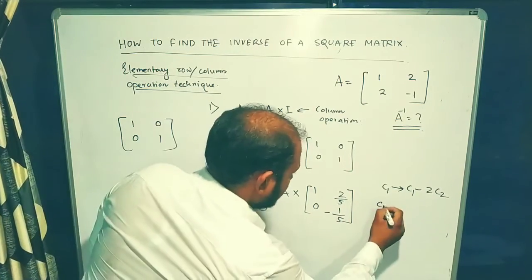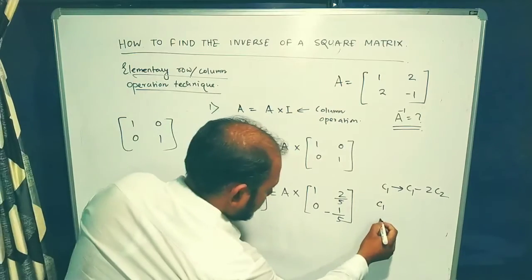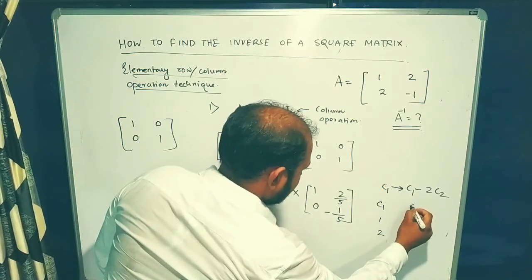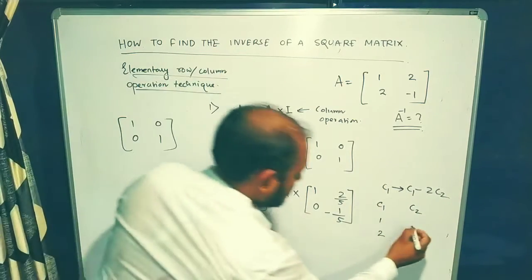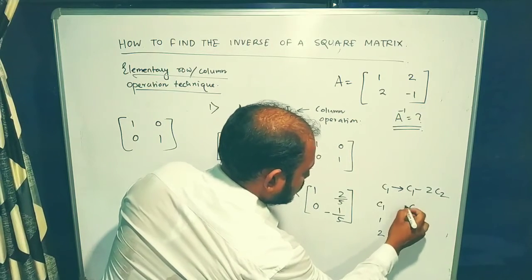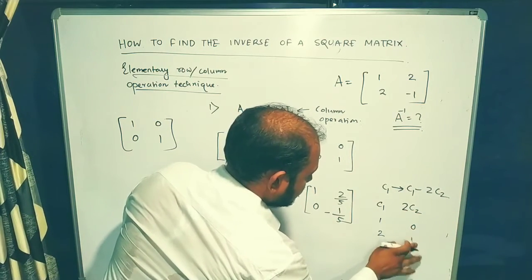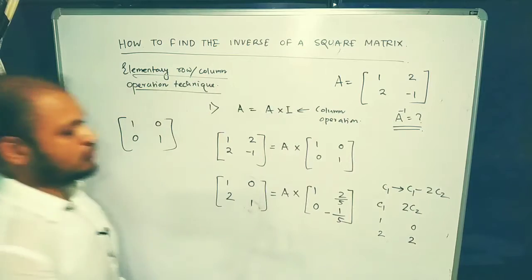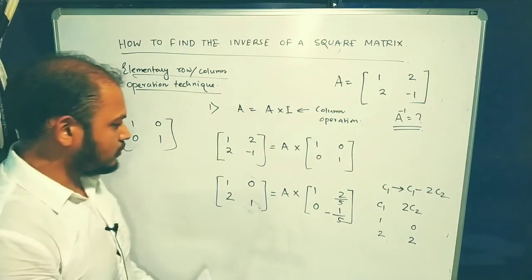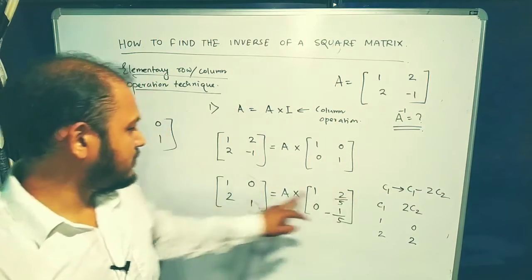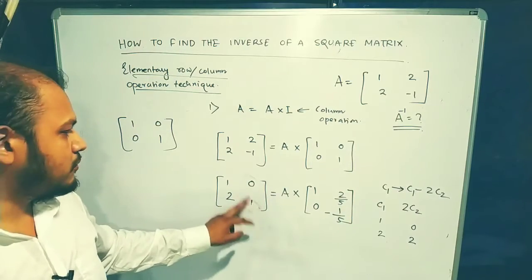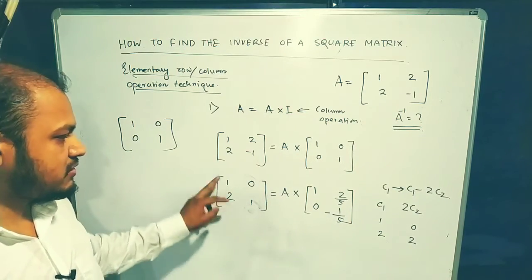So in our first column on the left hand side we have 1 2, and on the second column we are having 0 1. If we multiply with 2, it becomes 0 into 2 is 0, 1 into 2 becomes 2. So we are seeing that second column remains same, so we are not going to change this column, only the first column is getting changed.